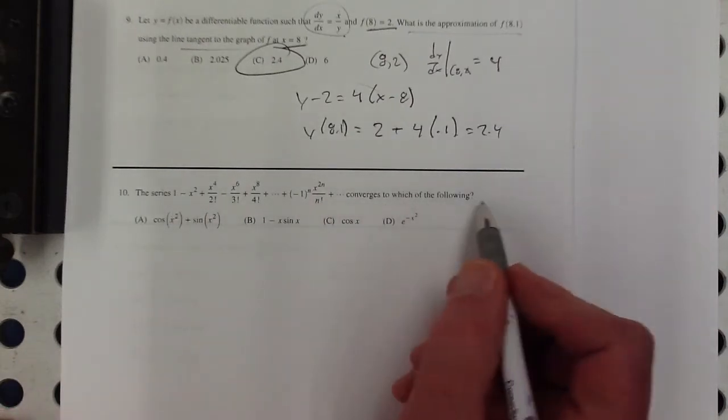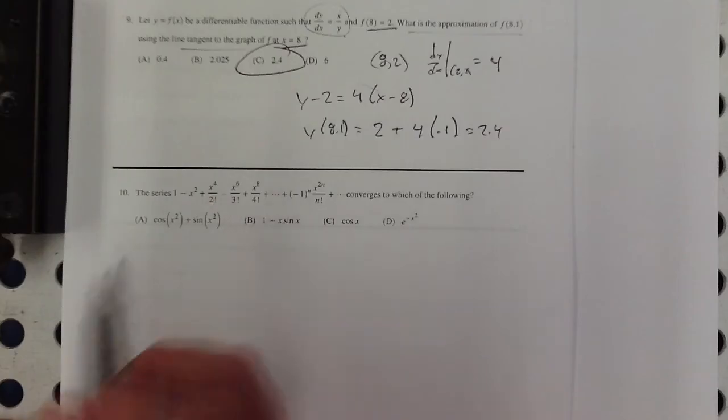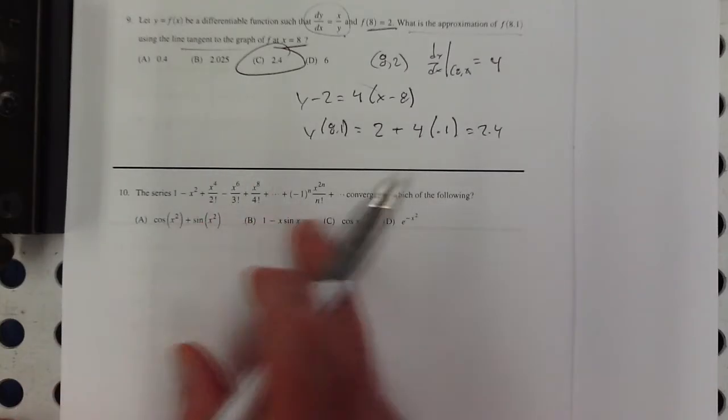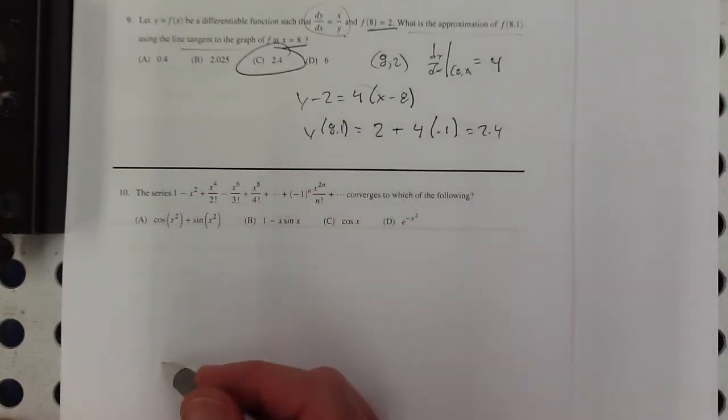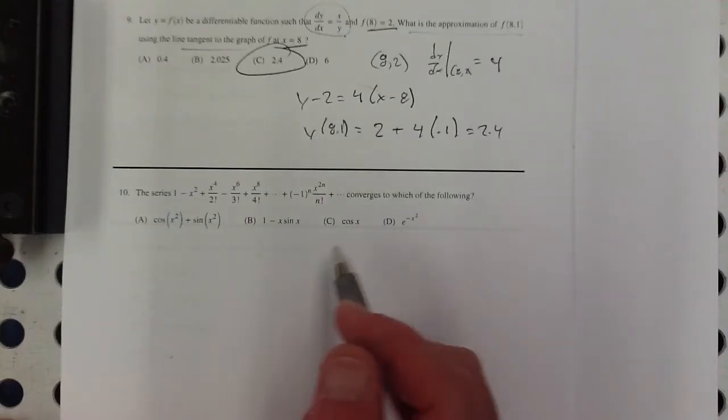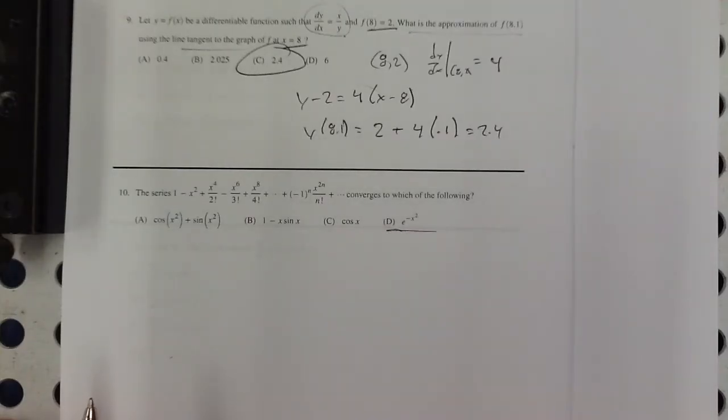This series converges to which of the following? Well, what does this look like? I guess you could just kind of try these and see what works out to be this. I'm a calculus teacher, so I think I'm probably better than you are at spotting these, maybe. It is this one here. But how do you get there?